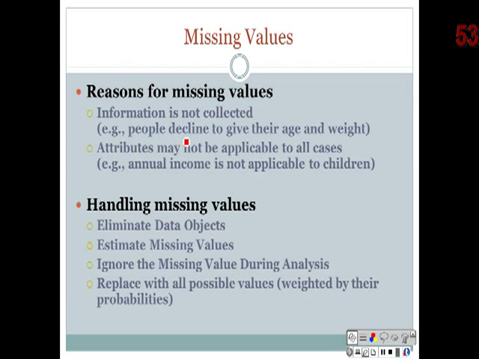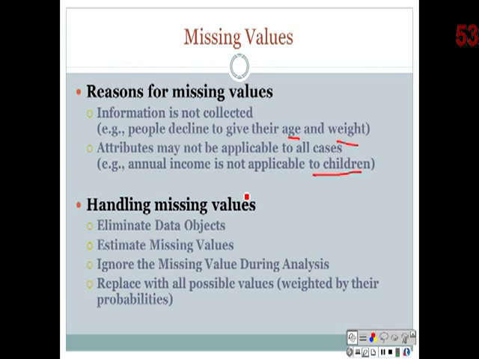Missing value: here is some information about why some data is missing. For example, people decline to give their age and weight. This is the most typical example. Attributes may also not be applicable to all cases. For example, annual income is not applicable to children. So this is another example.